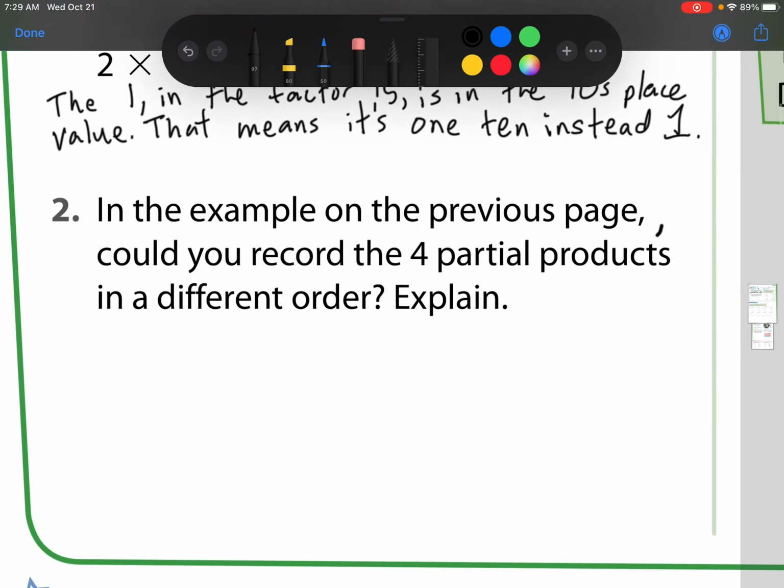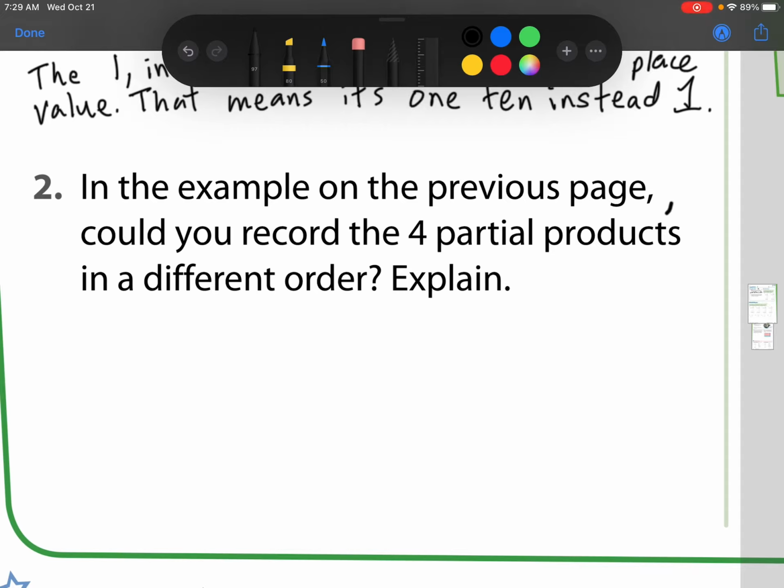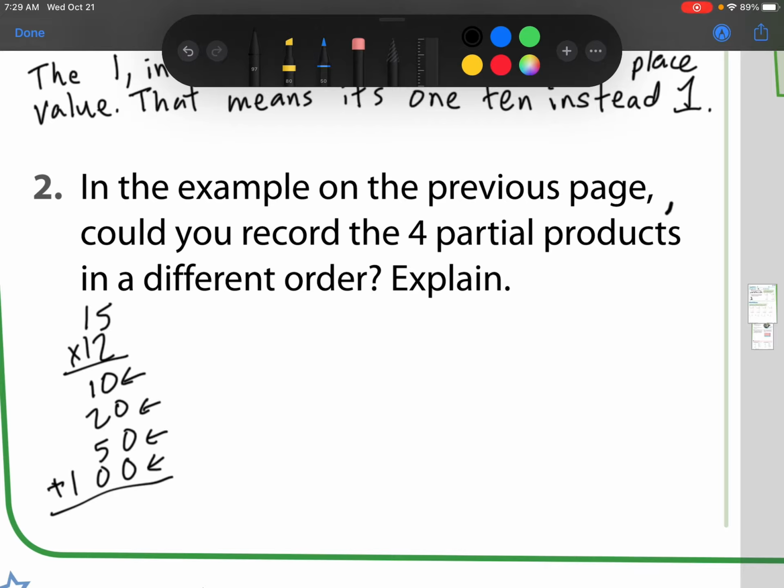All right, number 2 now. In the example on the previous page, could you record the 4 partial products in a different order? So if you remember from 15 times 12, they had the partial products listed first as 10, then 20, then 50, then 100. So they're asking, could we organize that in a different way? Could we put these ones in a different order? Well, what do you think? If you said the answer is yes, you are correct.